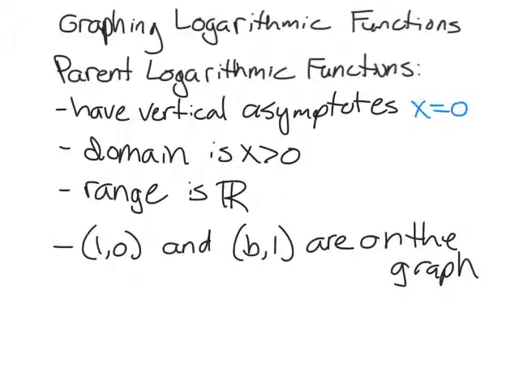Finally, the two critical points in the graph of the parent log function would be (1, 0). We cross the x-axis at 1, and (b, 1), where b is the base. So if I move to the right the value of the base, my y value will be 1. So these are the particular properties that we are going to use when we apply transformations to log functions.